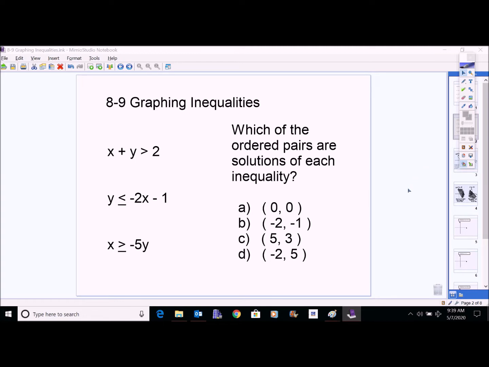Okay. All right. So let's take a look here. We're going to look at graphing inequalities today. Notice it's inequalities, not equations. So we have our inequality marks on there. So we know we've been talking about graphing equations, and so we use a lot of the same things that we used in graphing equations in order to graph an inequality.